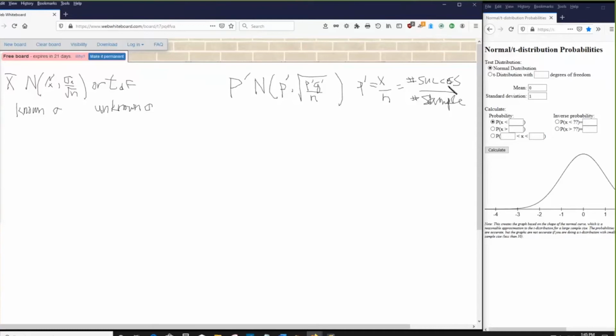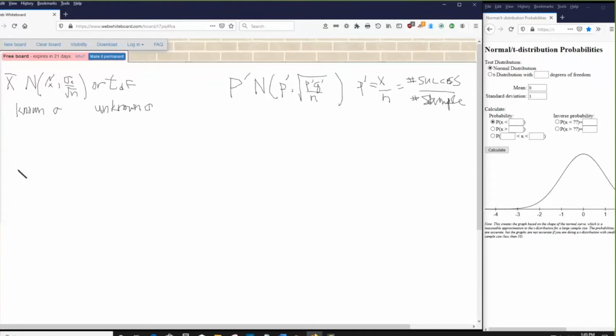So let's do a couple of formulas so that you know how to solve for this p-value, and then we'll plug it into an actual example. So the p-value method.